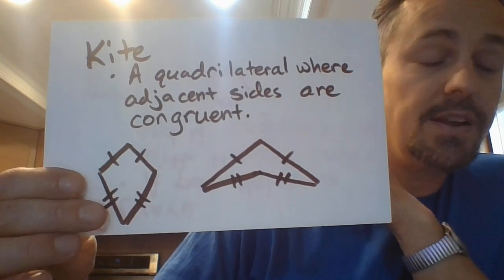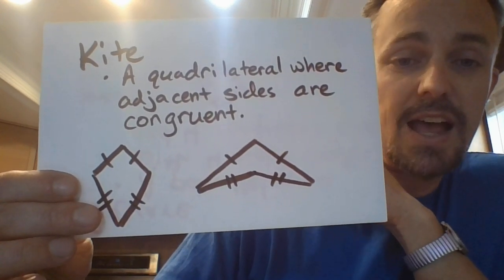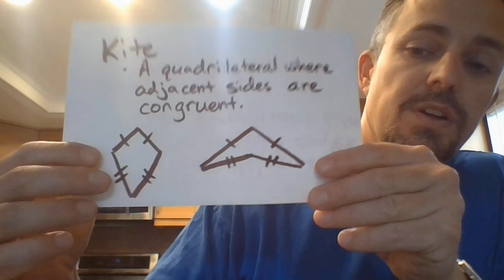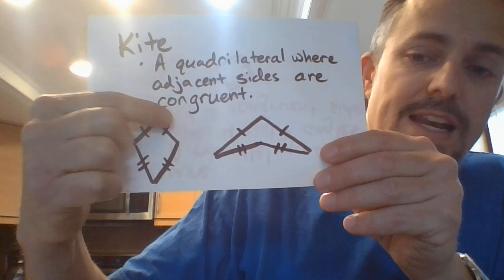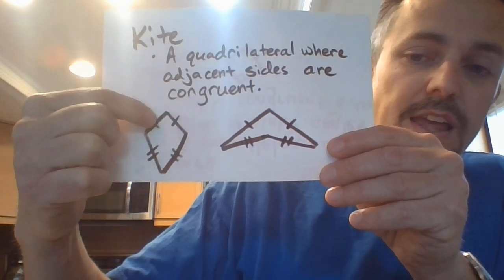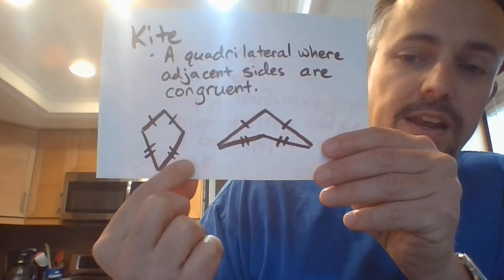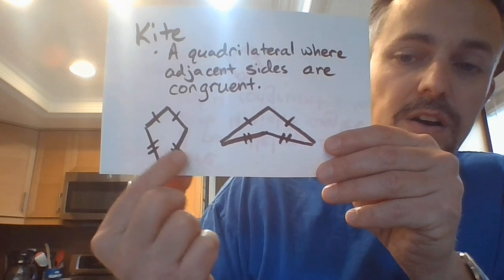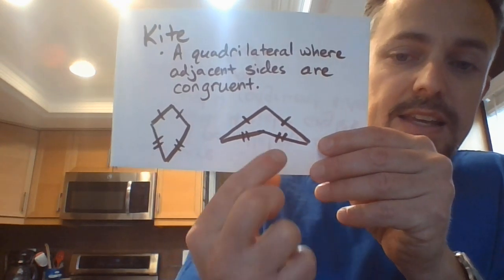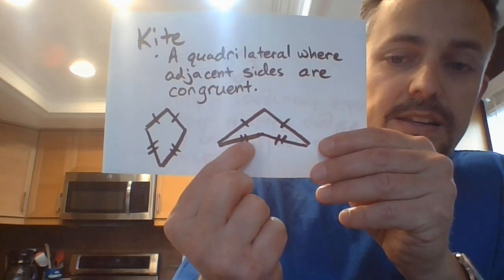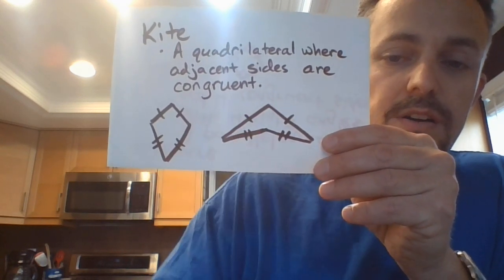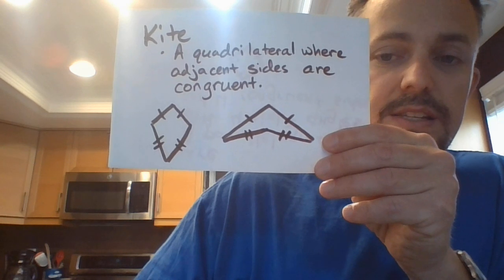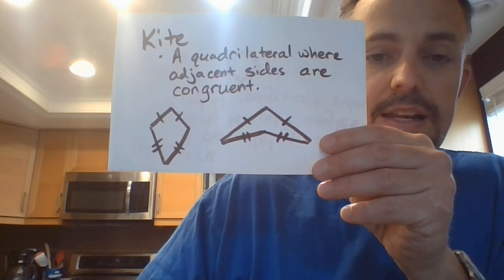Adjacent sides are congruent. So on this kite, this side here is adjacent to that side. That means they're connected. They're right next to each other. And these two are congruent. And down here, these two sides are congruent. So that is a kite, right? This kite, these two sides are congruent, and these two sides are congruent. So adjacent sides are congruent on a kite.